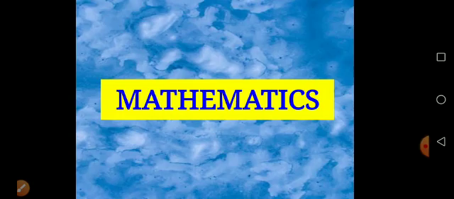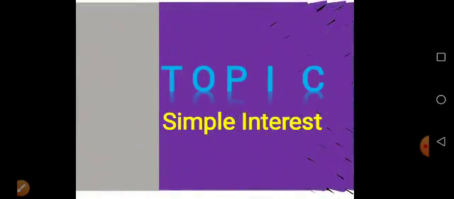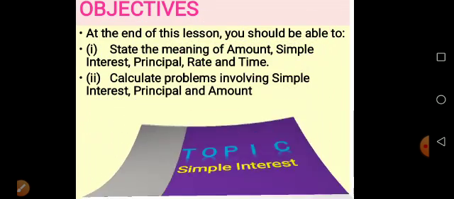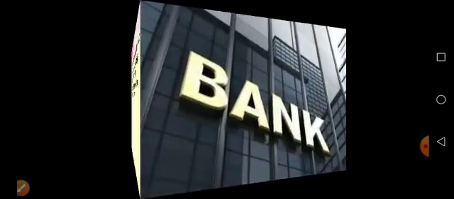Today we'll be majoring on maths, and which topic do you guess we'll be treating today? Simple interest. I want you to major on these two major things. Focus on it. At the end of this lesson, you should be able to one, state the meaning of amount, simple interest, principal, rate, and time. And secondly, you should be able to calculate problems involving simple interest, principal, and amount.